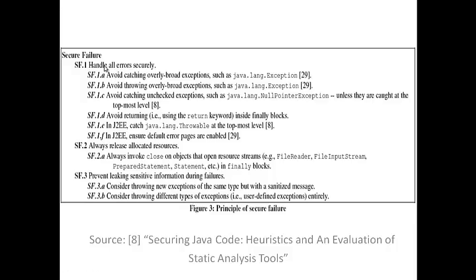It says avoid catching overly broad exceptions such as java.lang.Exception. This coding heuristic suggests that all the exceptions need to be handled individually instead of using a broad exception class. By following this explicit way of handling the exceptions, we can ensure the principle of secure failure is followed, as the developers would get a chance to understand each and every possible way the code would fail.